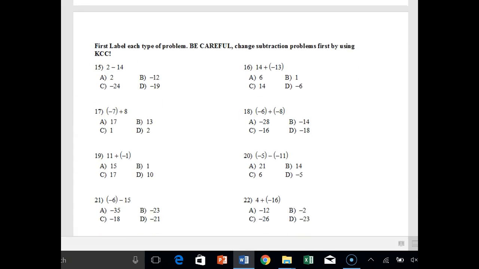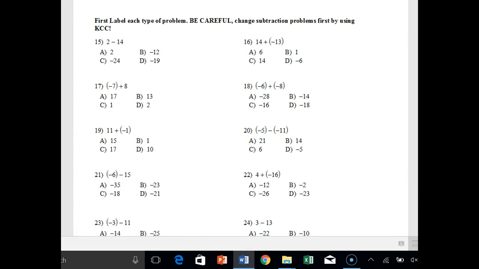Right? Let's go on to the back. Again, we're just going to practice labeling. Keep, change, change. Plus a negative. So that's, I'm not telling you to label the type, but maybe you probably should. So that's DSSM. That means 14 minus 2.